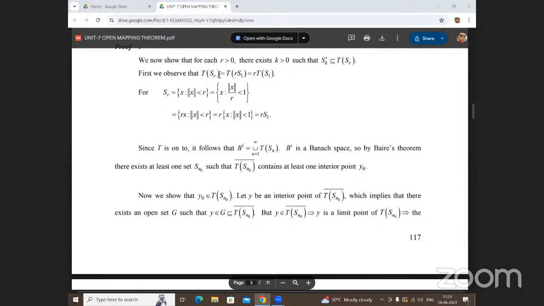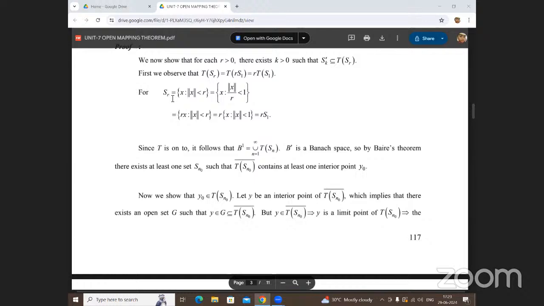First of all, we observe that the image of the open sphere, represented as T of S_r, can also be represented by putting the radius r times S_1. Here r is a constant, because the radius is a constant distance. So it is r times T of S_1.